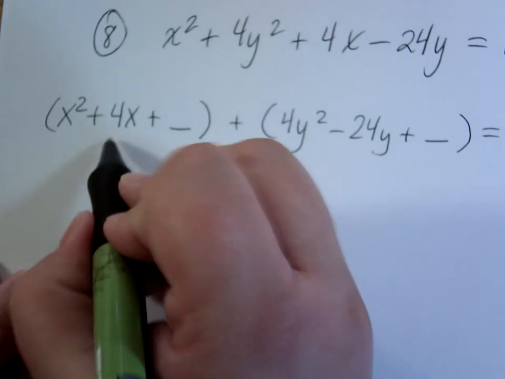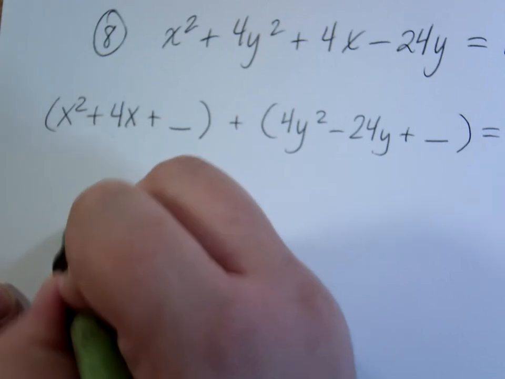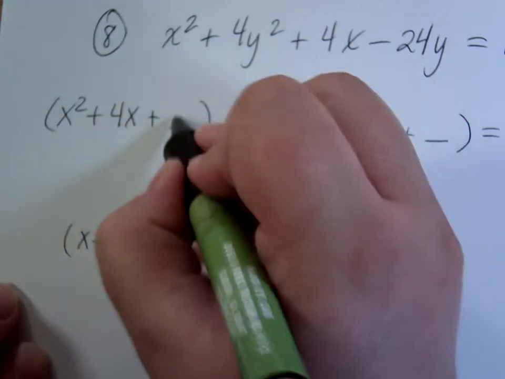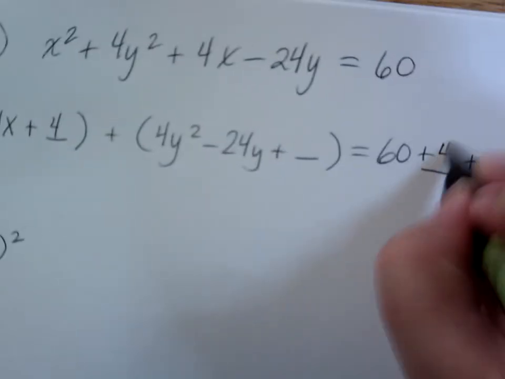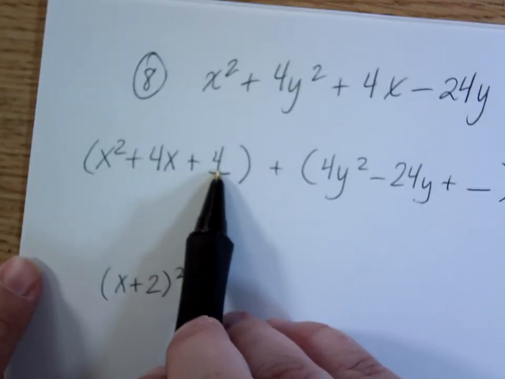I can complete the square here. Half of 4 is 2. That means I'm going to get x plus 2 squared. Square 2 and I get 4. So 4 goes over here and 4 goes on the right. I'm not multiplying it times anything because there's nothing out in front to multiply it by. So all I added to the left here was 4.